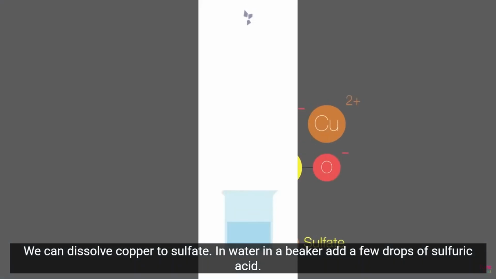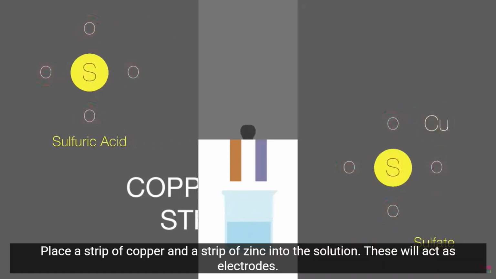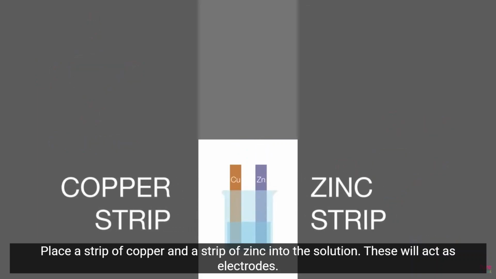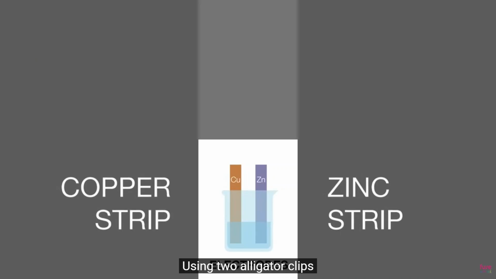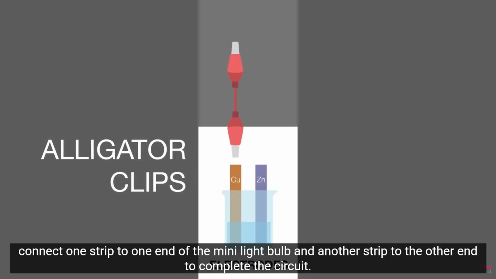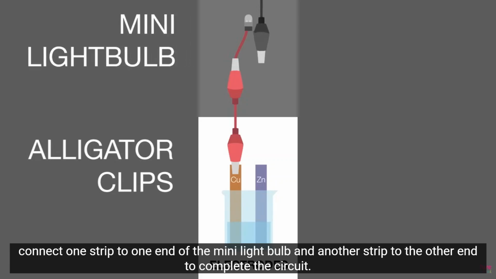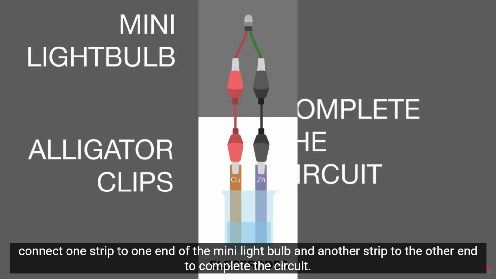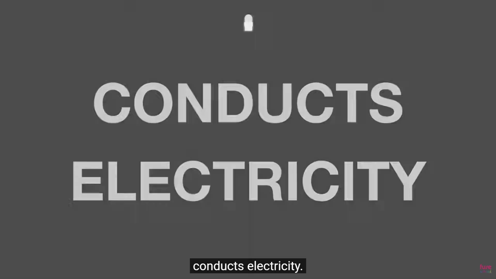We can dissolve copper(II) sulfate in water in a beaker. Add a few drops of sulfuric acid. Place a strip of copper and a strip of zinc into the solution. These will act as electrodes. Using 2 alligator clips, connect one strip to one end of the mini light bulb and another strip to the other end to complete the circuit. You will see that the light bulb lights up. Hence, the solution conducts electricity.